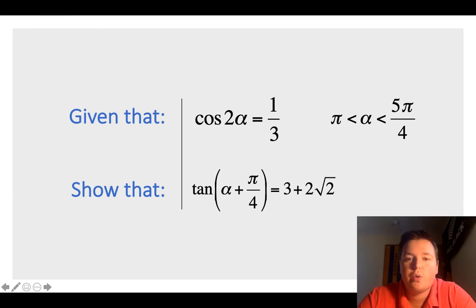Okay, second question. Given that cosine of 2 alpha equals 1/3, now we're told that alpha is between pi and 5 pi over 4. That's the third quadrant. Show that tan of alpha plus pi over 4 is this beast. Now you can't just cosine inverse 1/3, divide it by 2, find the alpha, add pi over 4, tan it, and go, hey, done. It doesn't work as simple as that. Sometimes your calculator will actually give you the wrong value as well, because we need to think about the quadrants in this question.